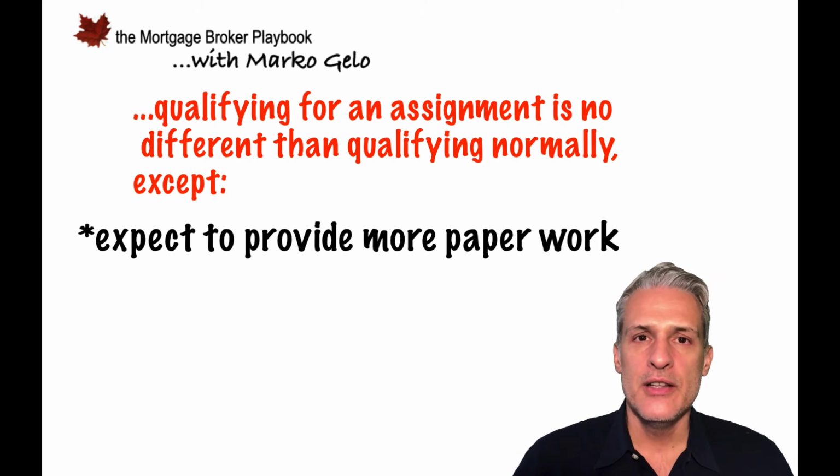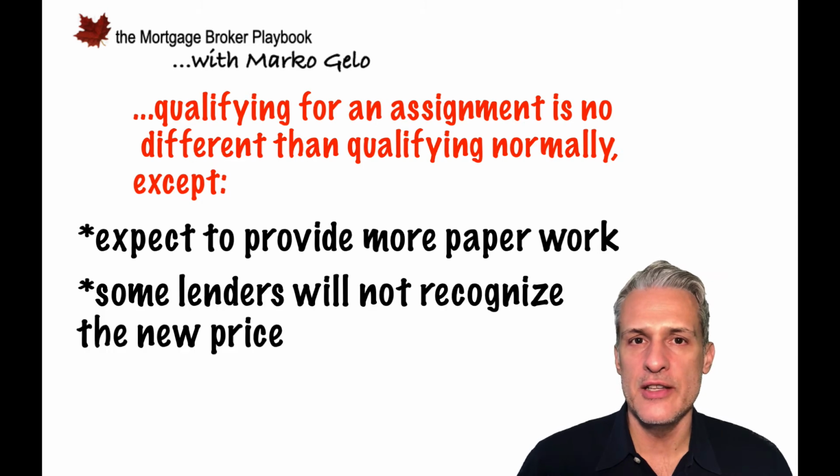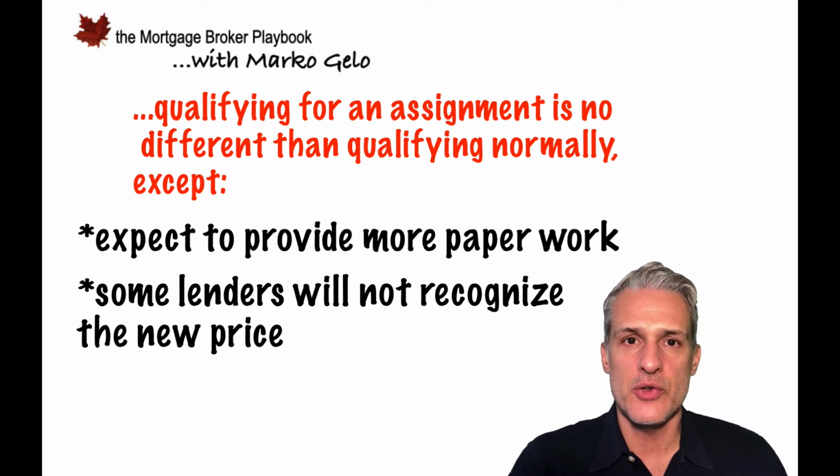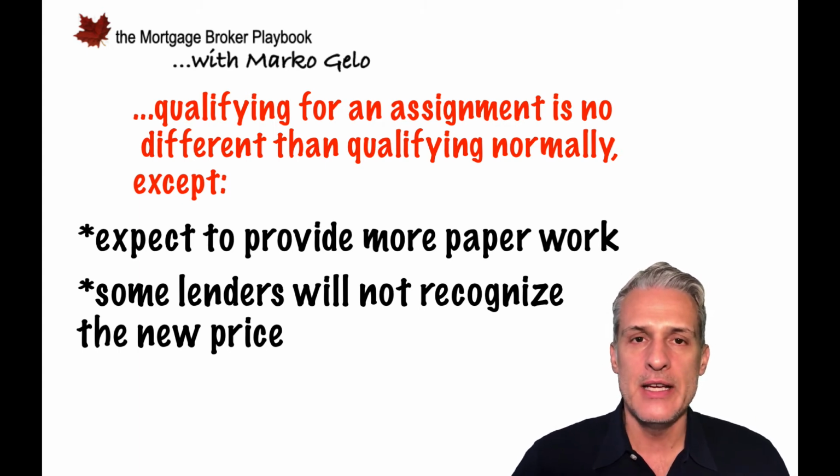Number two, there are some lenders who won't recognize the newly negotiated assignment price. So if they say they'll give you a loan based on 80% loan to value, they may want that 80% loan to value to be applied to the original purchase price as per the original purchase contract. Okay, so be aware of that. But most lenders will allow you to base it on the newly negotiated assigned contract.